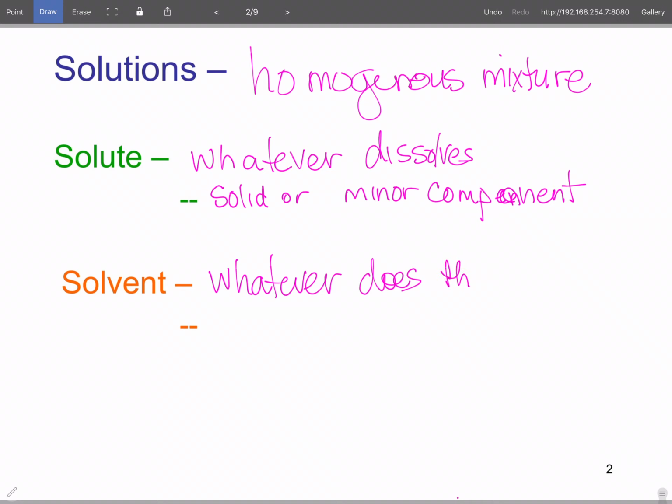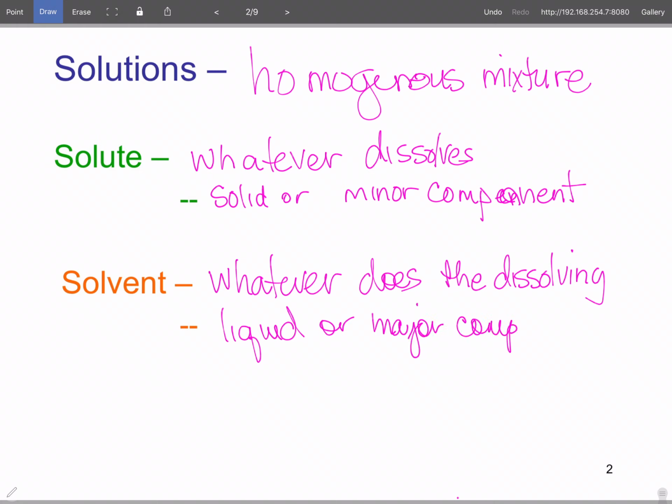So, for example, if you're again back to the Kool-Aid, you're going to add the solid into the water. The water is definitely there in excess, so it is the major component. And as I said, it's usually the liquid, but if you have a solid solution, brass, then it's not. So just remember, the solute is whatever dissolves, and the solvent is whatever does the dissolving. Solute is minority, solvent is majority.